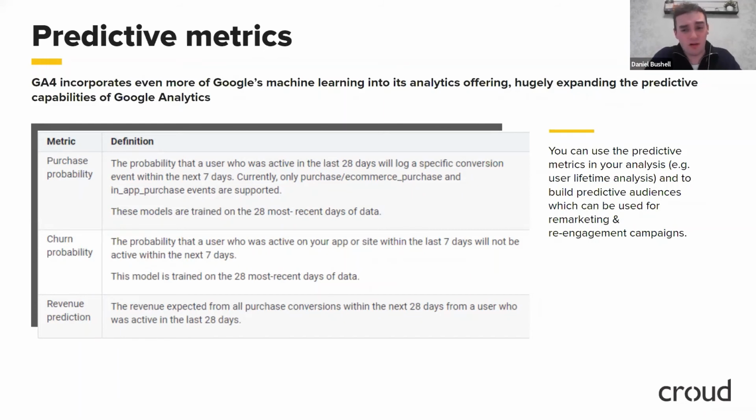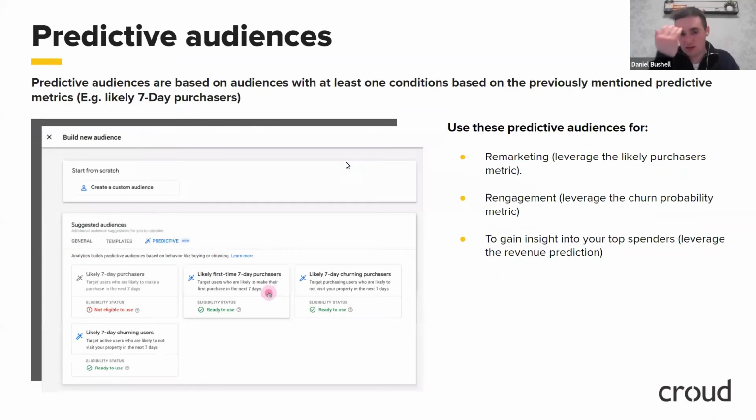The only ones that I've seen so far, and this may have been updated because Google's updating this almost every other day now, the main three that I saw last time were purchase probability, churn probability, and revenue prediction. We can then use all these predictive metrics to build out predictive audiences. You can use this for remarketing, to leverage the likely purchasers, for re-engagement, and to gain insight into your users. It's a really useful tool.